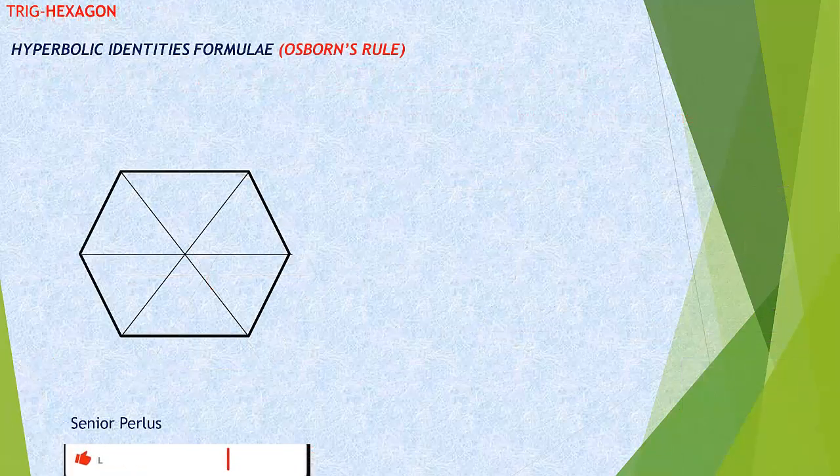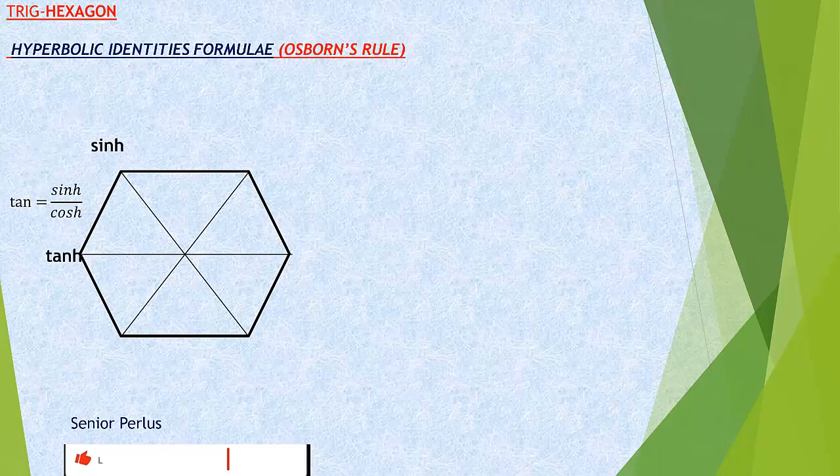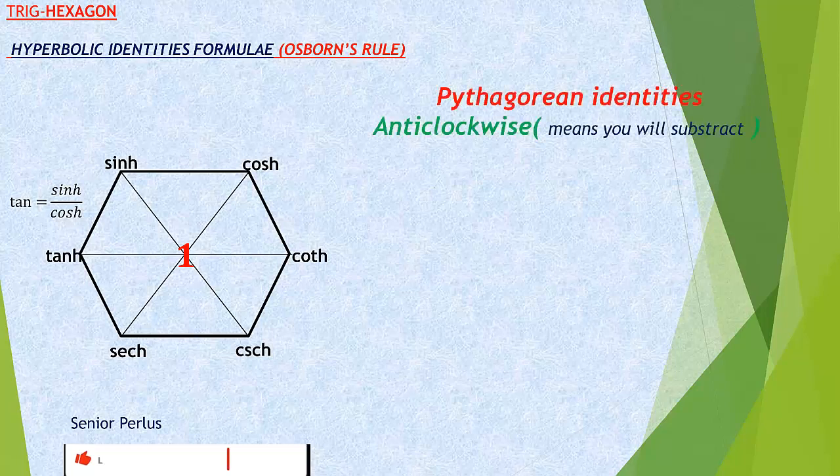Hyperbolic identity formulae, Osborn's rule. We are now going to use the trig hexagon to know the hyperbolic identity formulae. Pythagorean identities for hyperbolic functions. We will select three different triangles, and this time we have to move counterclockwise or anti-clockwise. Let's begin. We are moving anti-clockwise.